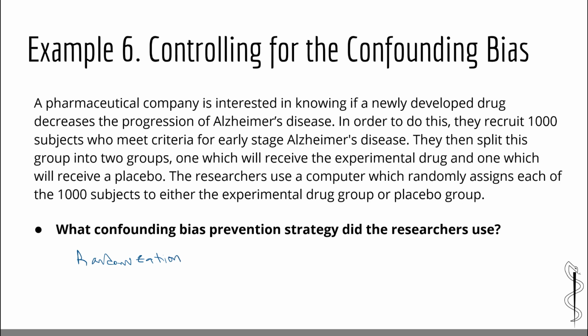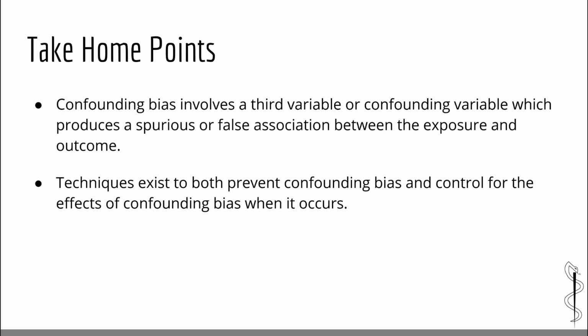Remember, one of the requirements for confounding bias is that the confounding variable must be unequally represented between exposure and control groups. Randomization aims to ensure that the confounding variable is equally represented between groups. So here are the take-home points for this chapter.